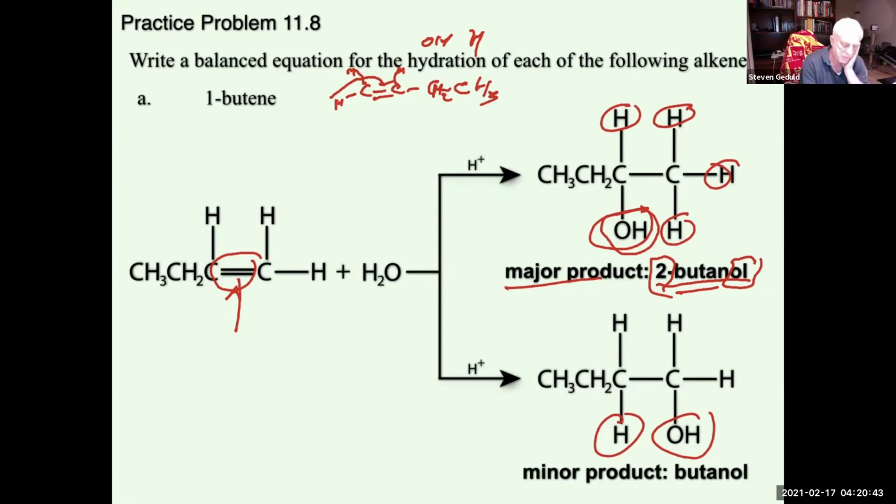Because here hydrogen is bonded to the carbon that only has one other hydrogen. It likes to be where there's more hydrogen, so it does that a majority of the time. So you have a major product and you have a minor product. Okay, so it's a little more complicated than symmetrical addition reactions where you have just H and H, two hydrogenations, or two chlorines and two bromines or whatever.